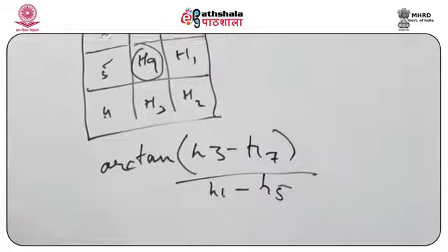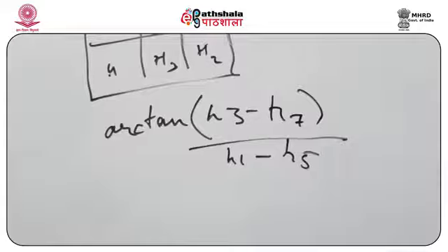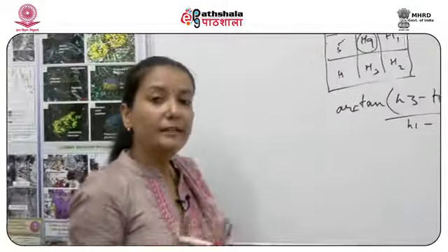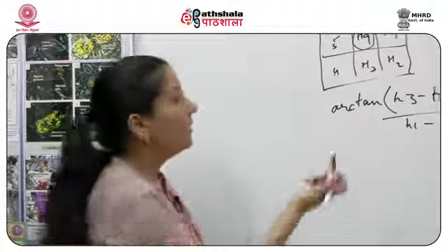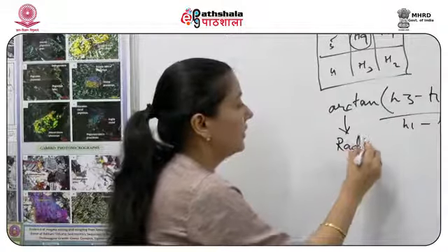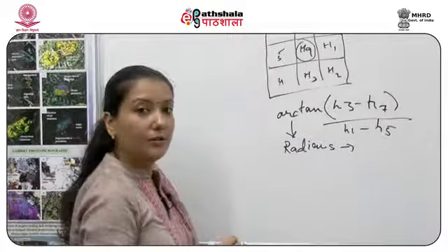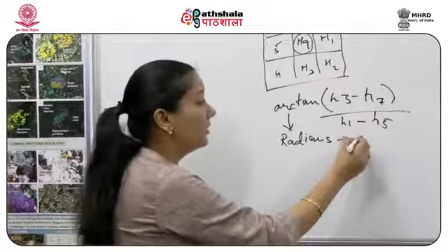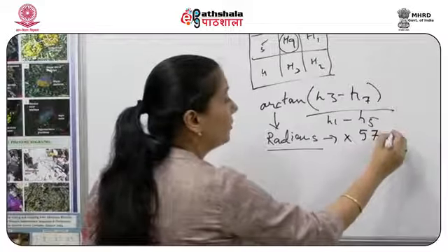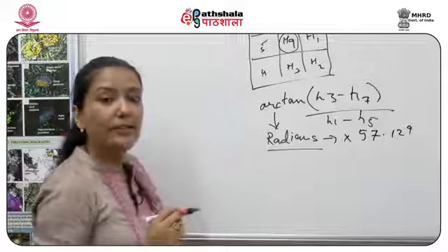So that is how you calculate the aspect in this map. Now if we look at what the aspect is representing, or how much it varies, aspect is actually calculated in radians. So we need to convert these radians into degrees. How do we do that? We multiply the radians value with 57.129. So this radian value is calculated in degrees.